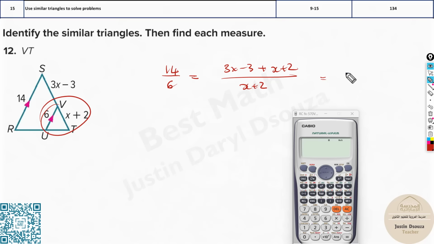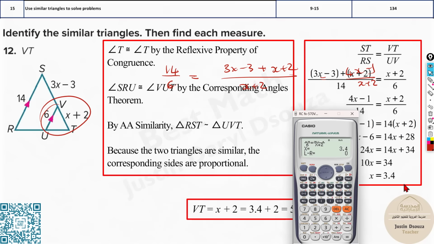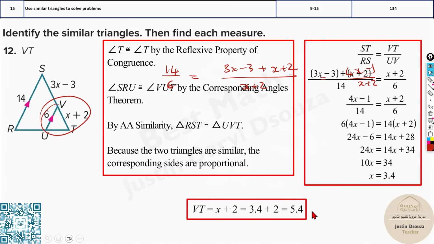But this becomes what exactly? It'll be 4x minus 1 divided by x plus 2. Or you can put the entire thing. Up to you. Sorry, it's 14 divided by 6 here. That equals, here it's going to be 4x minus 1, because minus 3 plus 2 is minus 1, divided by x plus 2. Shift and solve and then press equal to, it's 3.4. That's the x value, but what is VT? VT will be plus 2, it will be 5.4. That's the answer.